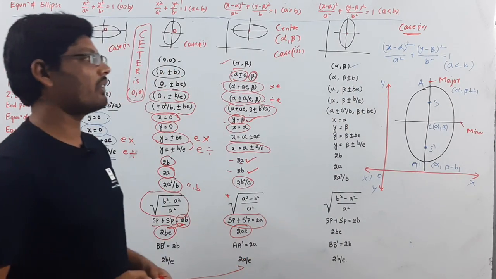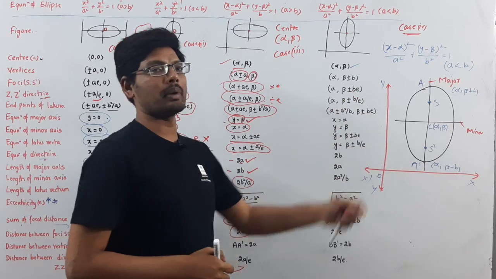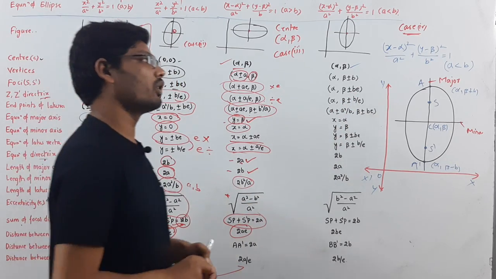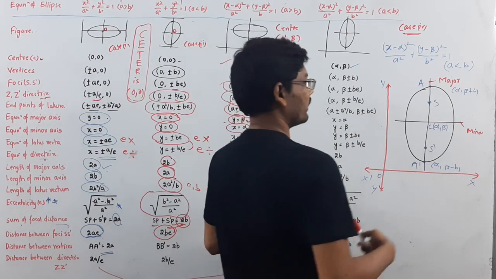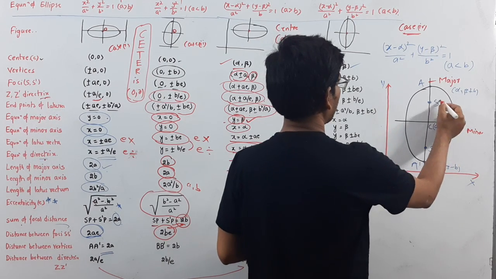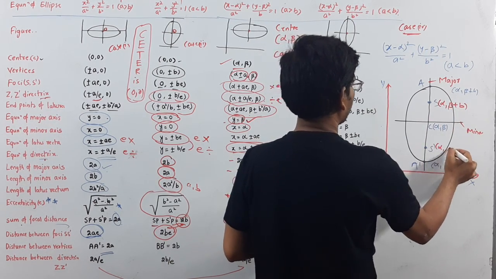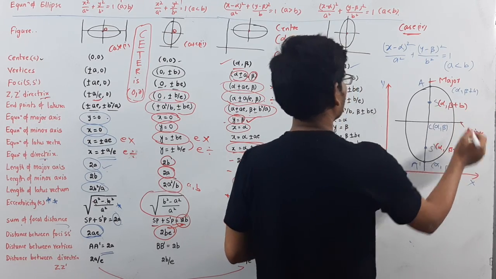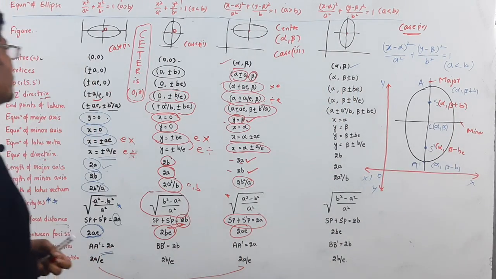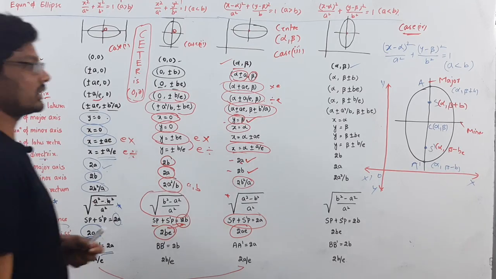Foci are (alpha, beta plus or minus be) is a focus here. One point is plus, one other point is minus: (alpha, beta plus b) and (alpha, beta minus be). So this is all about the focus here. Two foci are there here.